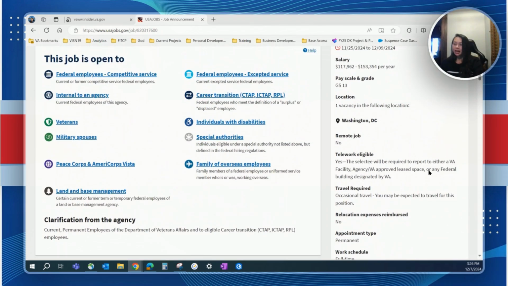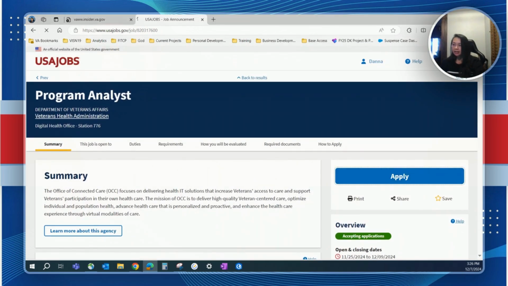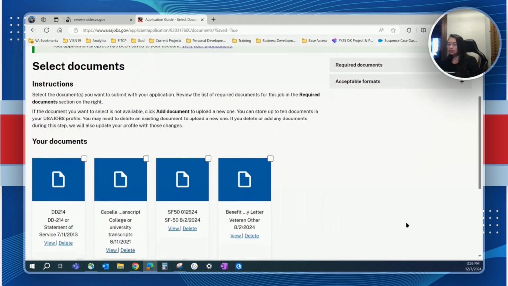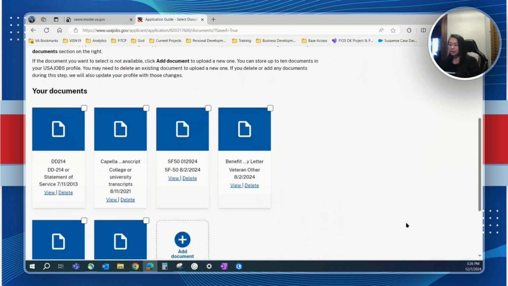We're going to go through the application process. So click apply, and I select my resume, save and continue. I also select my documents. Again, they mentioned the SF50, so I'm going to go ahead and select that. So I picked the resume and the SF50.